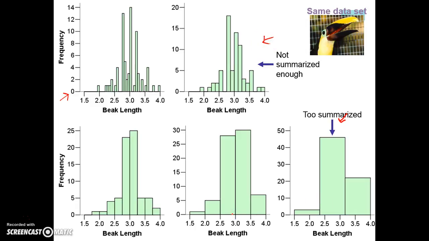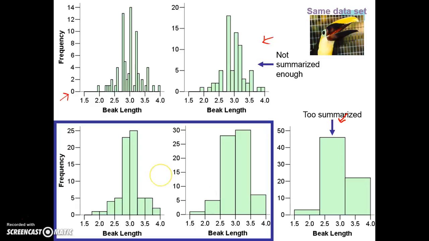Okay, so what is the golden number of classes that we try to get everything in? There isn't an exact right number, but we generally try to stick somewhere between 5 and 10 to get our data grouped nicely. So you can see these two here are probably our best bets. And from here we would go through and describe the data. You can see that the data looks approximately mound-shaped, approximately symmetric, okay?